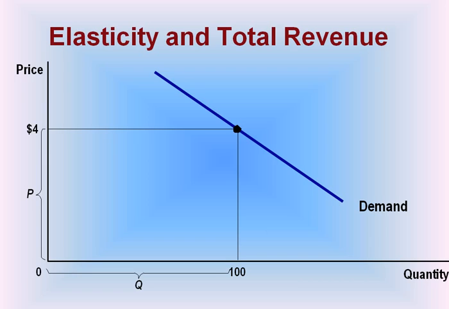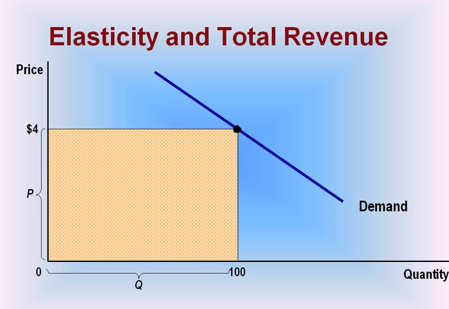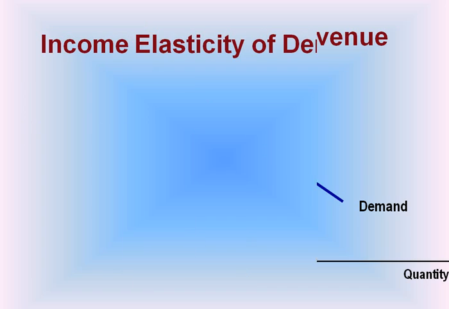Elasticity and total revenues. Simply, if we have less elasticity of demand for our product, we should increase the price. But if we have greater elasticity, we should reduce the price so our demand increases. But if we have elasticity equal to 1, we should not change the price.